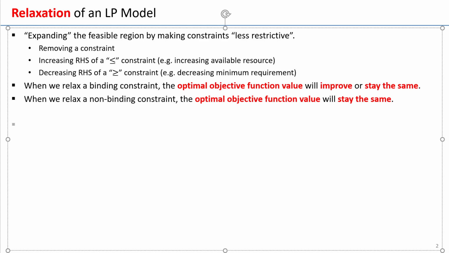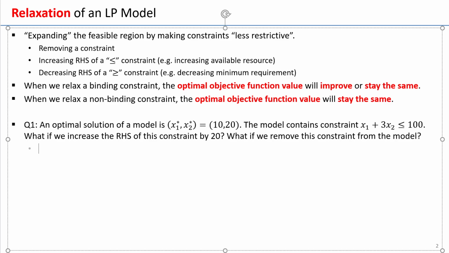And in fact, what I want to show you here is that right before we were looking at sensitivity analysis, but even if we don't have sensitivity analysis information, we can still conclude quite a lot just knowing what the optimal solution is and what the constraint that we're changing is and how it is changing. So here is the first question.